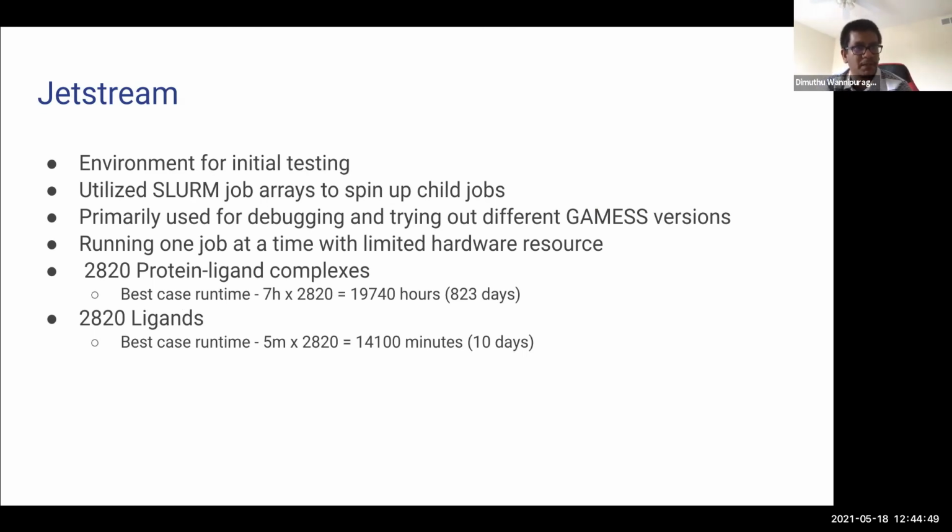Initially we used JStream virtual clusters to set up the environment, test the GAMESS applications, and check whether we were getting the right outputs. So we used JStream as a test bed and debugging infrastructure to set up the whole platform. We had very limited hardware resources, and for our reference we calculated how much time it would take using just JStream. To calculate the complexes, it takes 828 days theoretically, which is not the right approach. So JStream is only the test bed for us to check the entire platform.